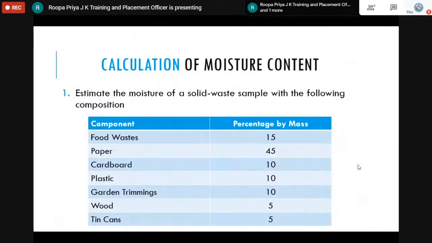This is one of the problems. I wanted you to understand this problem because when we solve the problems later, we would require the calculation of moisture content also. So, this is one question based on a moisture content calculation. So, the question goes like this: estimate the moisture of a solid waste sample with the following composition. So the composition given is the food waste, paper, cardboard, plastic, garden trimming, wood, and tin can. And the percentage by mass is also given.